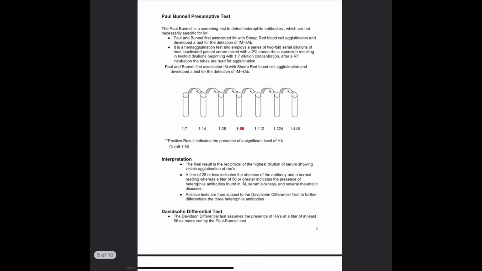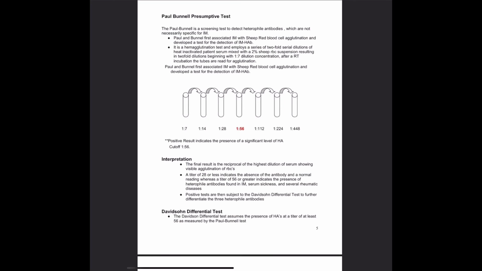Next, we'll cover the Paul-Bunnell presumptive test. This is a screening test used to detect heterophile antibodies, which are not necessarily specific for infectious mono. They first associated infectious mono with sheep red blood cell agglutination and developed a test for the detection of antibodies.